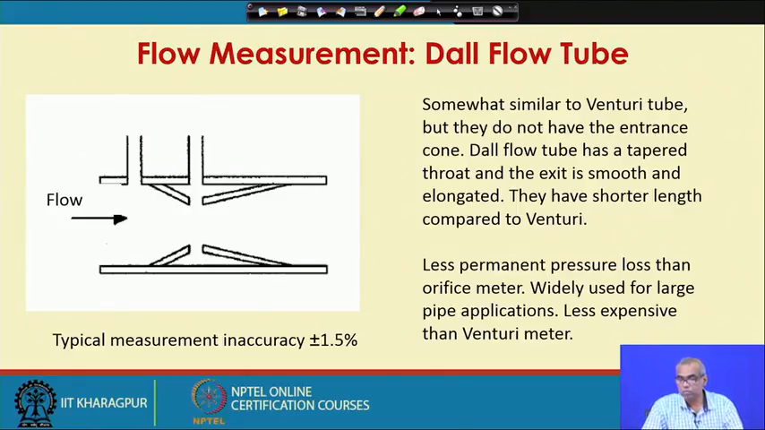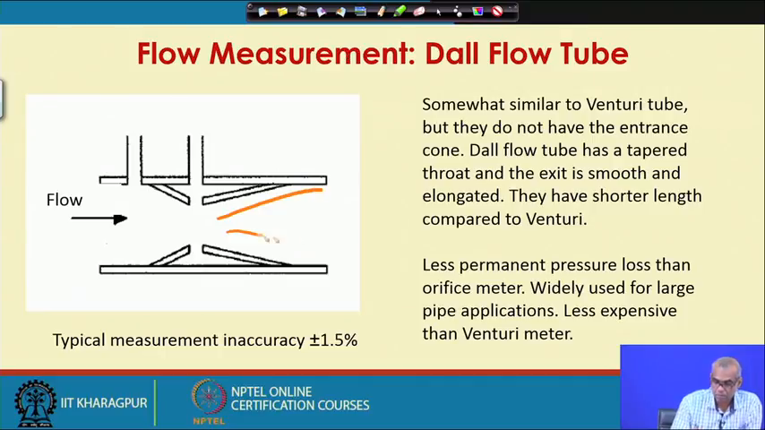Dall flow tube. This is somewhat similar to the venturi tube, but it does not have the entrance cone. The Dall flow tube has a tapered throat and the exit is smooth and elongated. They have shorter length compared to venturi. So, you see the exit is smooth and elongated.